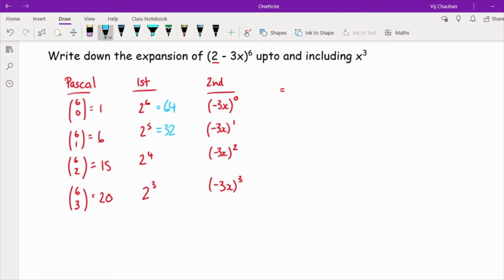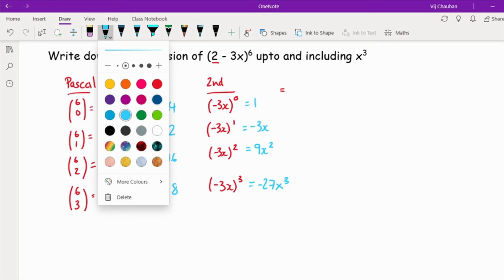That's 32, that's 16, and that's 8. This is going to be 1, that's going to be minus 3x, this is going to be positive 9x squared, and that's going to be minus 27x cubed. So what I'm now going to do is multiply out each of those 3 things.